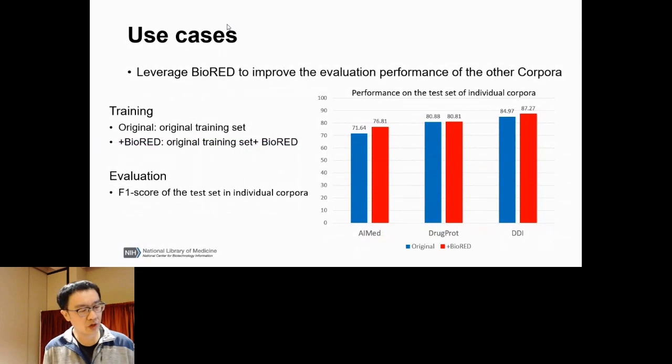Moreover, we would also like to know if BioRED can improve the performance on the other datasets. For each dataset, we trained 2 models. One uses only the original training set to train the model. The other model, denoted as plus BioRED, uses the original training set merged with the BioRED corpus to train the model. From the figures, we can see that adding BioRED can improve the performance on the other datasets.